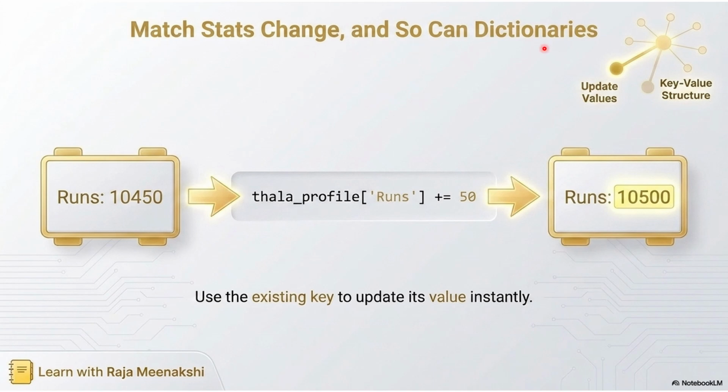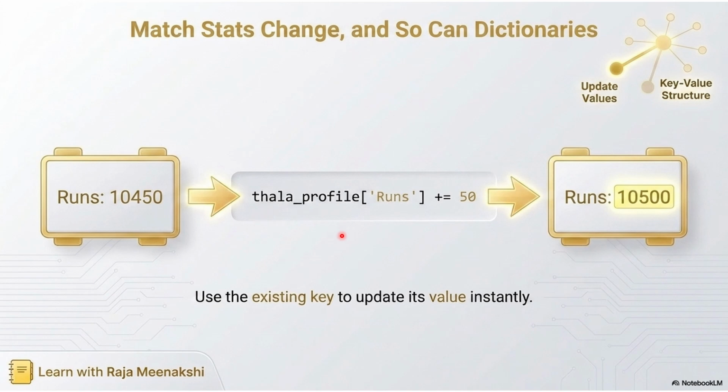Stats will change, and so can dictionaries. We are able to update the values. See here, runs is initially 10,450. I want to update it to 10,500. I'll show how we can do updation with the same square bracket. We are accessing the runs. Square bracket runs means the existing runs, 10,450, will come. Along with that, we are adding 50, so it automatically becomes 10,500. Use the existing key to update its value instantly.